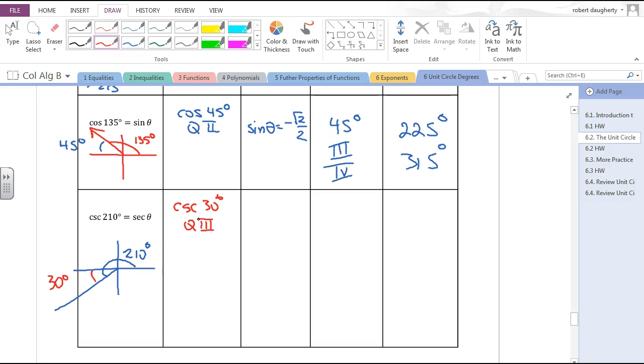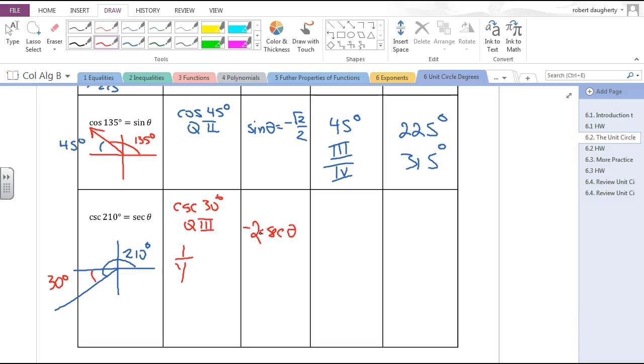So the cosecant, what's the definition of sine? Y. If sine is y, cosecant is 1 over y. So I've got to figure out 1 over y. That's what's going to give me the cosecant. So go to 30 degrees. What's the y coordinate? 1/2. What's 1 over 1/2? 2. Okay, so this answer is 2. And if I'm in the third quadrant, what's the value of cosecant? Negative. So this answer is negative 2. So this is the secant of theta equal negative 2. So all I did was the cosecant of 210 is negative 2.